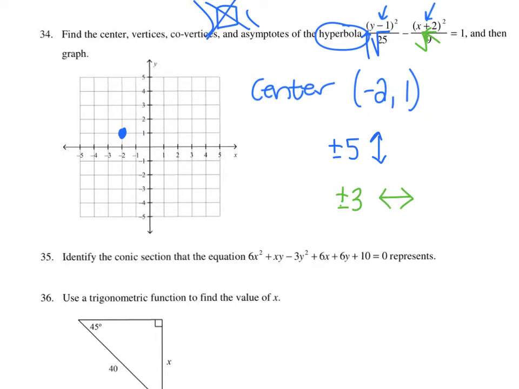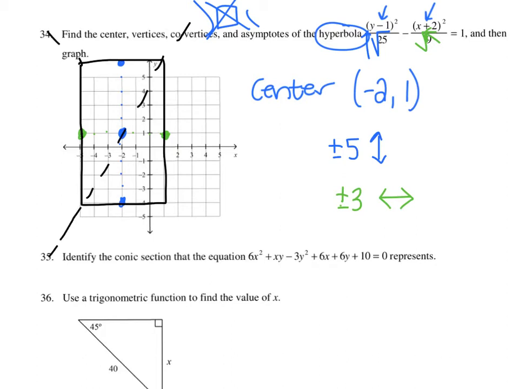3 and 3. So we'll go up 5, 1, 2, 3, 4, 5. Down 5, 1, 2, 3, 4, 5. To the right 3 and left 3. And because this is a hyperbola, we are going to connect those with a rectangle. Put dashed lines through the corners. Those are our asymptotes. And now we need to decide if it's going to be horizontal or vertical.